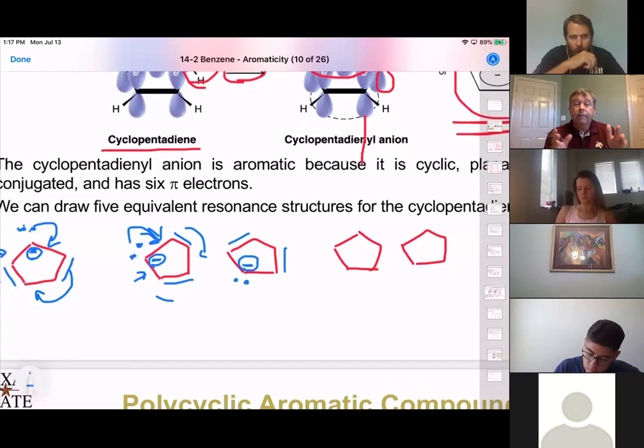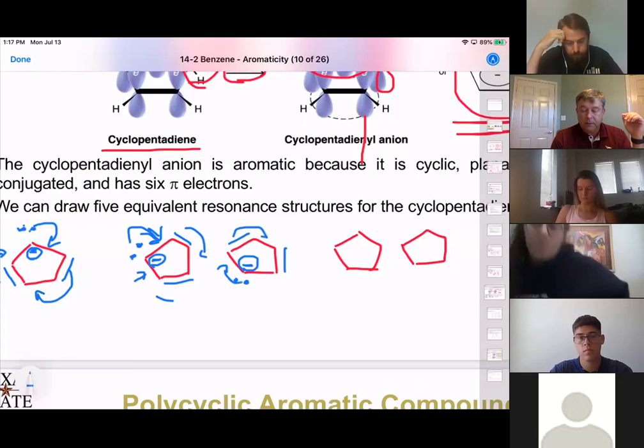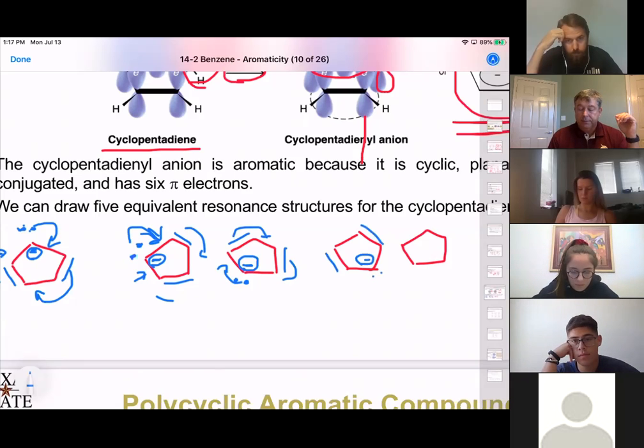These are all valid resonance structures because all we're doing is moving electrons, okay? So if we move these electrons here, these electrons go here, and then these electrons come up here. That moves our charge to here, because that's where our lone pair ends up, and our double bonds are now there. And we can do that one more time.